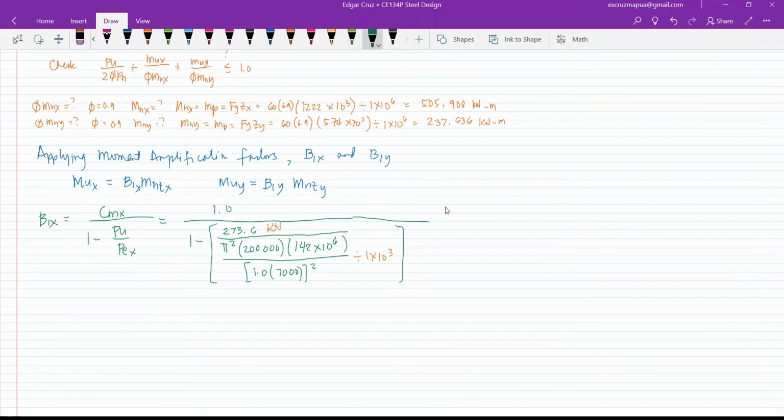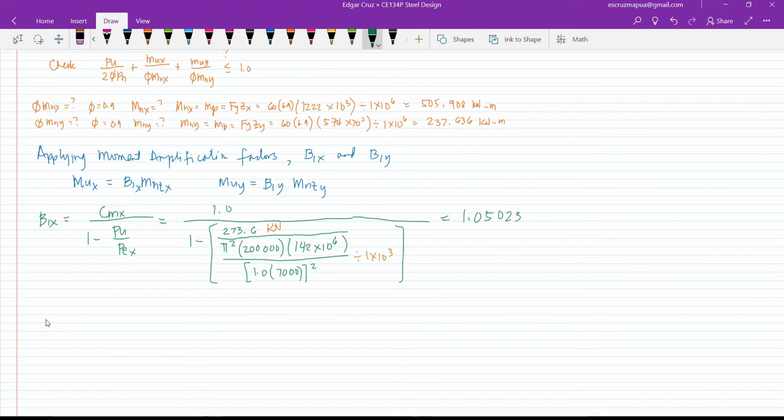Okay? So this would give us 1.05023. So yan yung B1X natin. So medyo may increase tayo ng 5%. 'Di ba? 1.05023, that means may increase tayo ng 5%. Medyo malaki na yan, no? Because of the P delta effect.